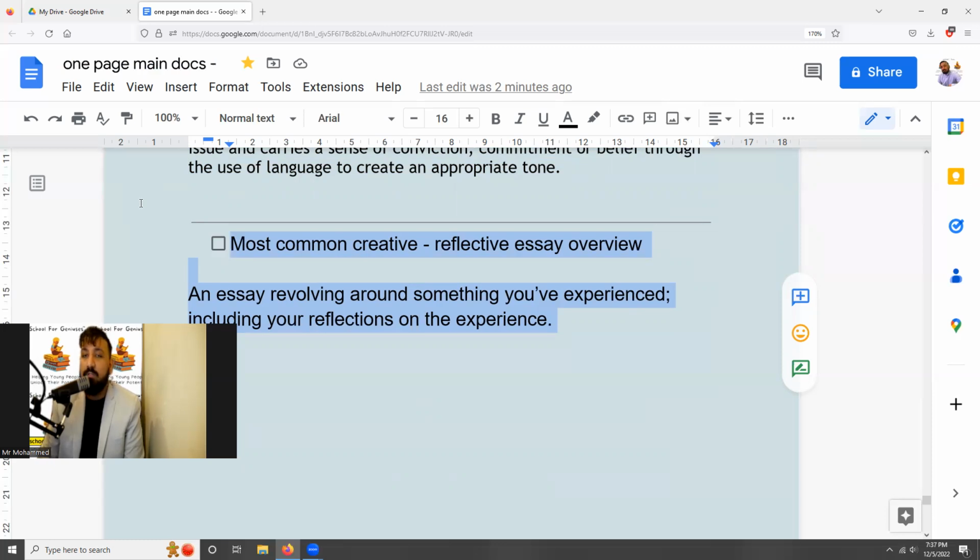So, for example, your first day of school, a birthday that really sticks out to you, a holiday that you went on. And we'll go into how to do this in the upcoming lessons. But it's basically telling a story or describing an experience that you've had, and then laying out the lessons and the reflections that you've made based on that experience. So what did you learn from it? How did it change you?